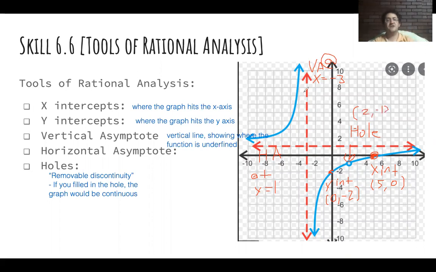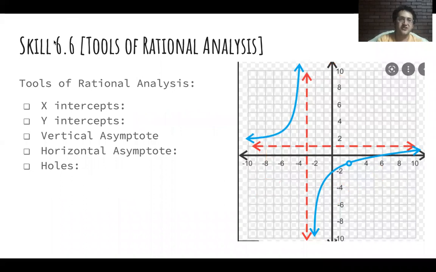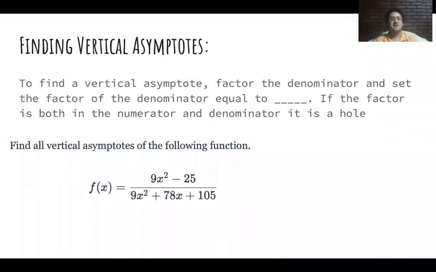So those are some features of graphical analysis, but I claim that you do not even need a graph to figure out most of these things if you know what to do with the rational expressions. The first thing that we're going to be looking at are these vertical asymptotes. To find a vertical asymptote, you factor the denominator and you set the factor of the denominator equal to 0. So I like factoring.